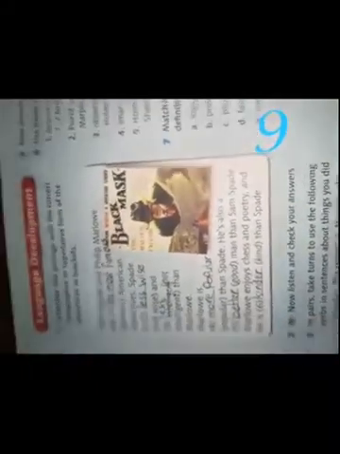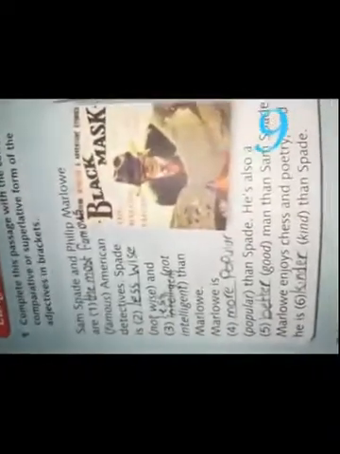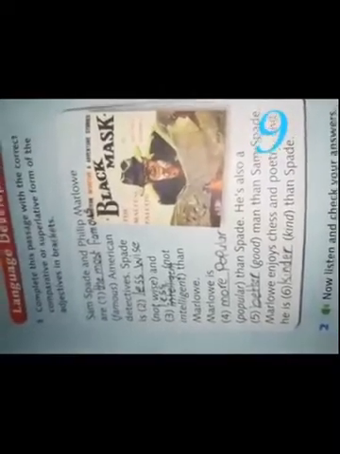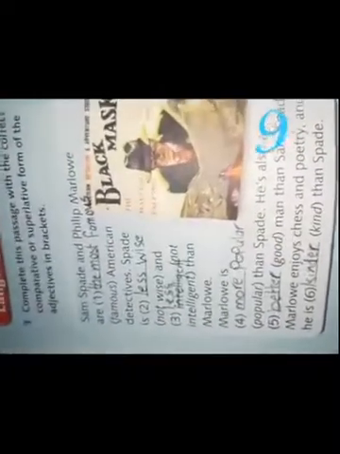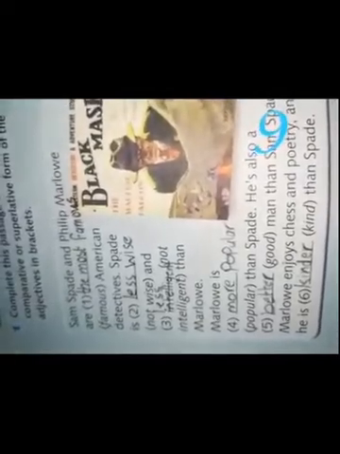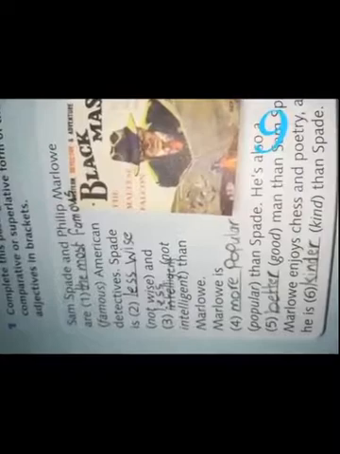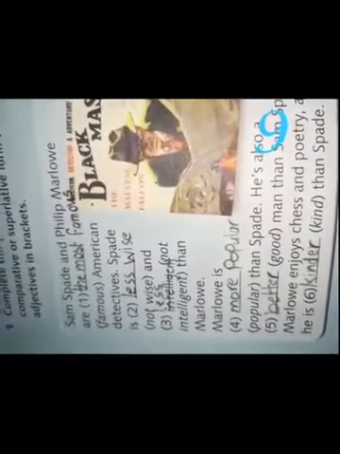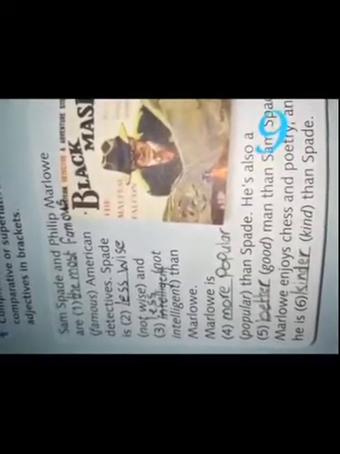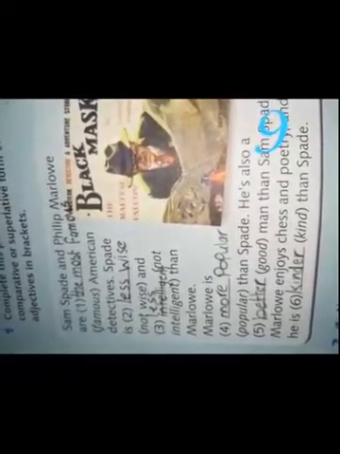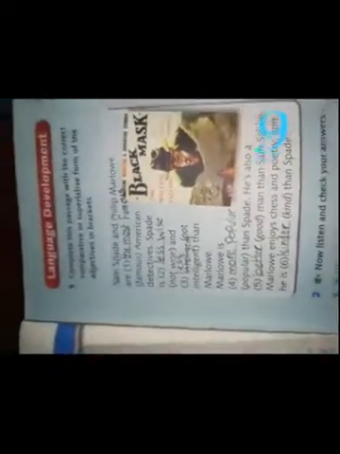Module 5, page 63. Exercise 2. Sam Spade and Philip Marlowe are the most famous American detectives. Spade is less wise and less intelligent than Marlowe. Marlowe is more popular than Spade. He's also a better man than Sam Spade. Marlowe enjoys chess and poetry, and he is kinder than Spade.